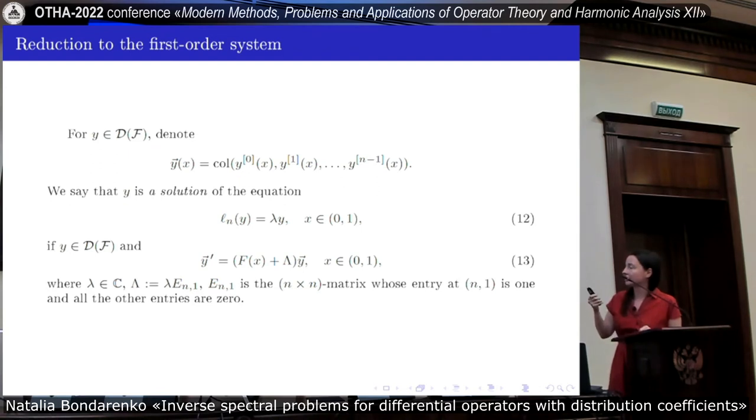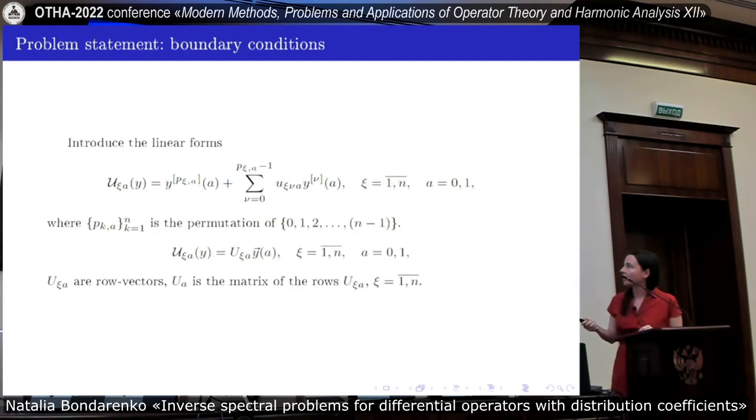So one can consider the first order system instead of the differential equation with distribution coefficients. The first n minus one rows of the system are actually the definitions of the quasi derivatives, and the last row is this equation. Then I will proceed to the problem statement.